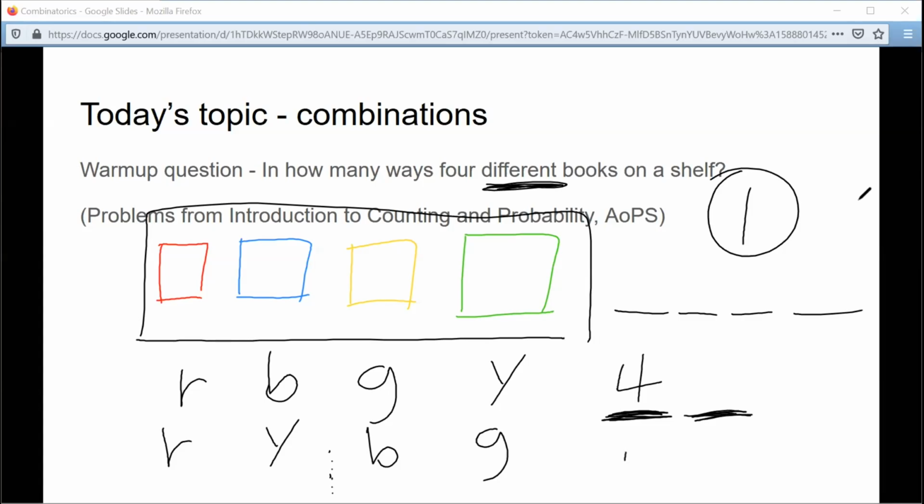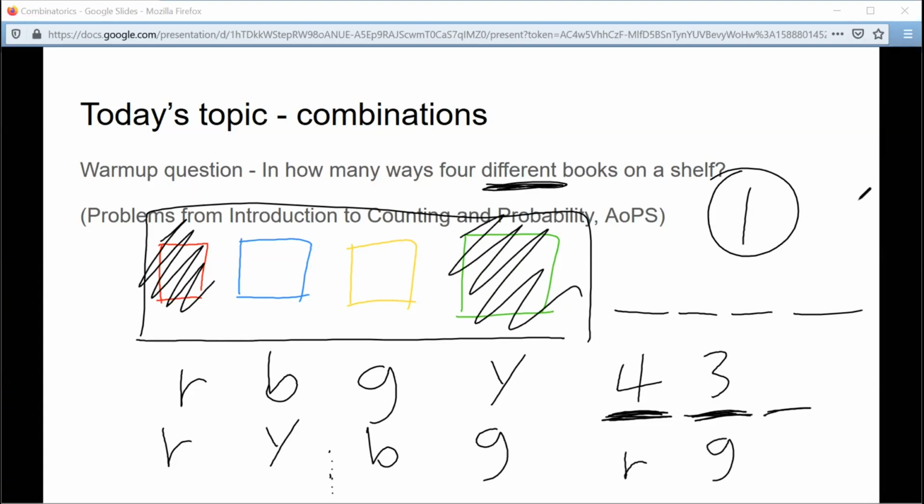For the second position, let's say, for example, you already chose a red book. That means the red book is now eliminated, and you have 3 other books to choose for the second position. And let's say you choose green. The green is now eliminated. And how many different books do we have left for the third position? Well, for example, it could be either blue or yellow. So let's choose blue.